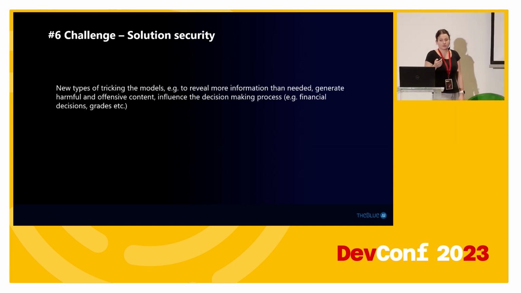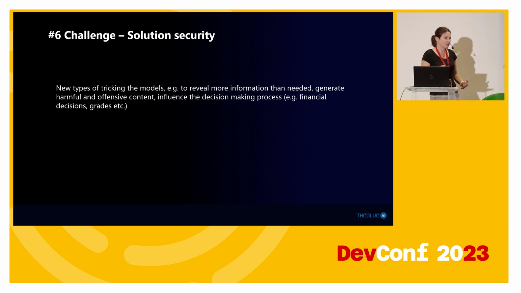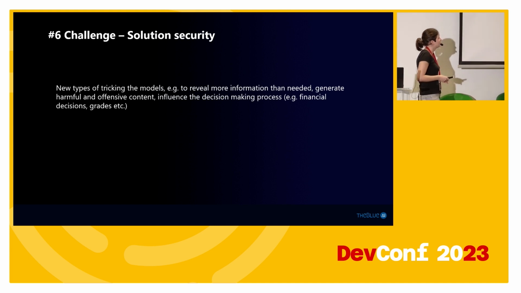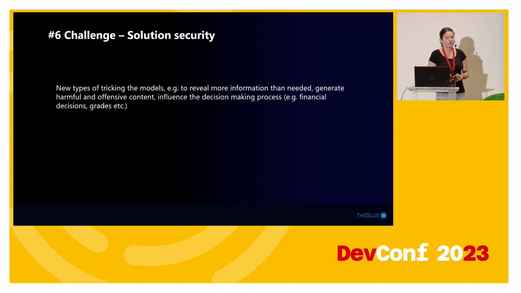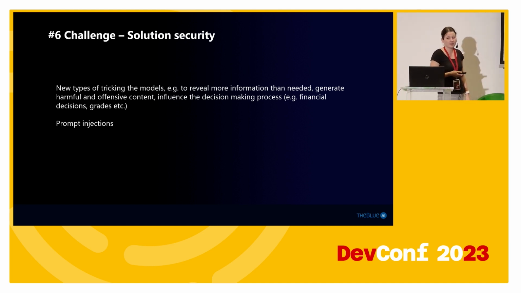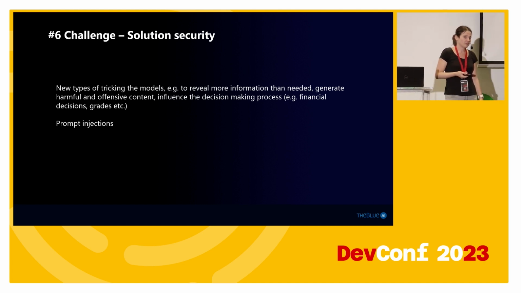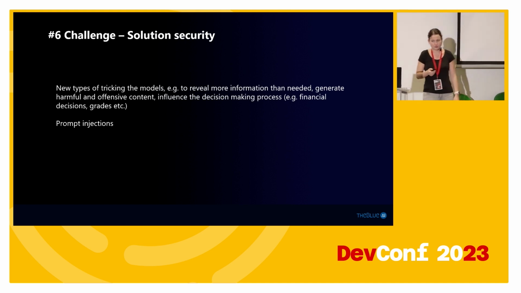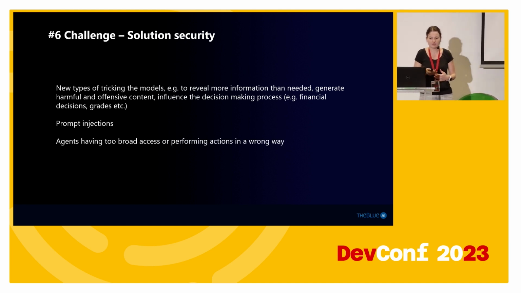And the last one is solution security. So of course we have new types of security issues here. Maybe the models can reveal more information than was needed. Maybe they can generate harmful, offensive content. Or maybe they can influence some important decision-making process, where, you know, someone will get a credit or maybe not. Or maybe the grades that I showed in one of the examples. We also have to deal with prompt injections, similarly to how we had SQL injections. Here we can try to do something inside of the prompts, and it's much more difficult to detect that.